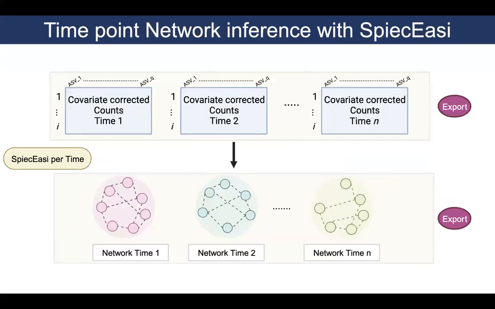A network per time point is then inferred with the covariate corrected counts using Speakeasy network inference. Users can pass the usual arguments to Speakeasy for parameterization. Note, this function performs CLR transformation for data normalization. The edge table and iGraph networks are extracted from this output for users to transfer to Cytoscape for better visualization.